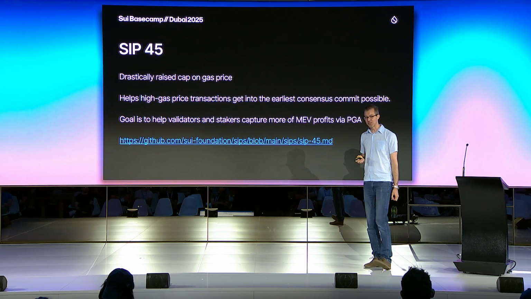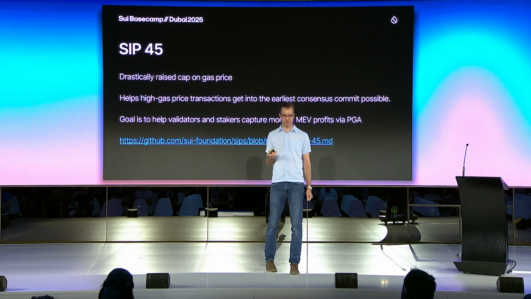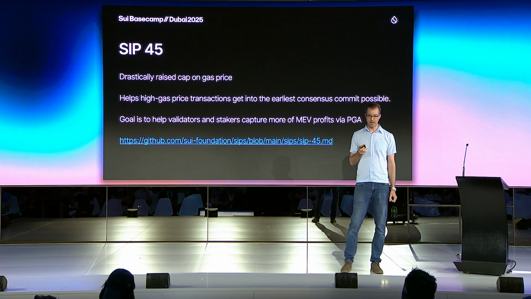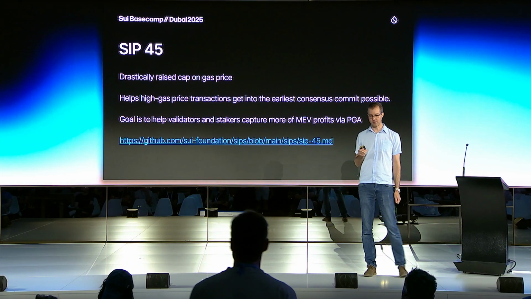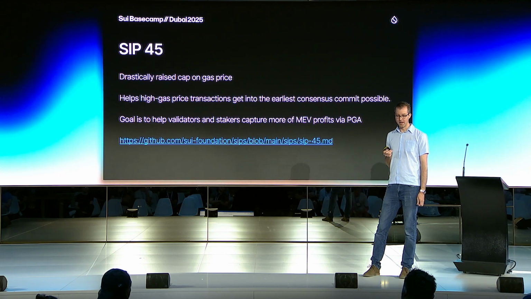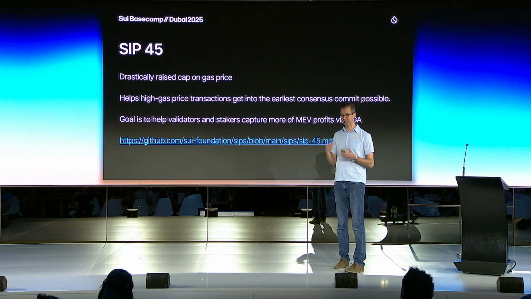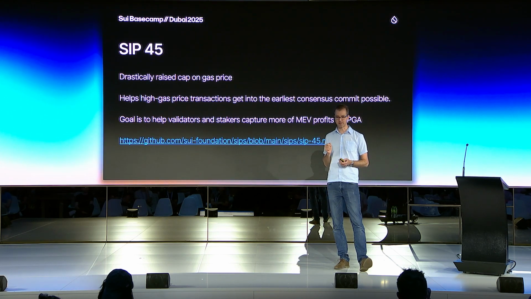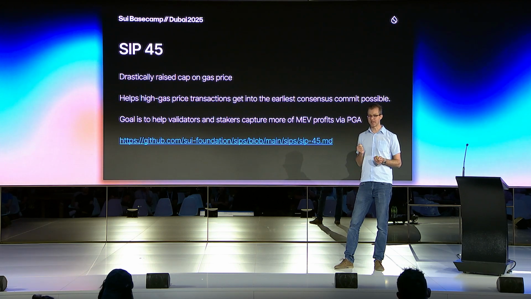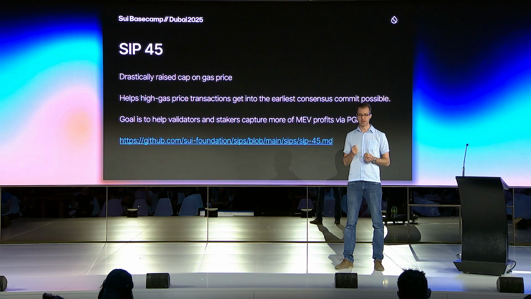Okay. So SIP45 was basically an improvement that was proposed by Shio, one of the big searchers on Sui today, and they also operate a matching auction for DeFi use cases. The basic idea behind this was that first it drastically raised the cap on our gas price because we previously had a max gas price that was quite low. And it also included some essentially hacks that helped a high gas price transaction get into the earliest consensus commit possible.